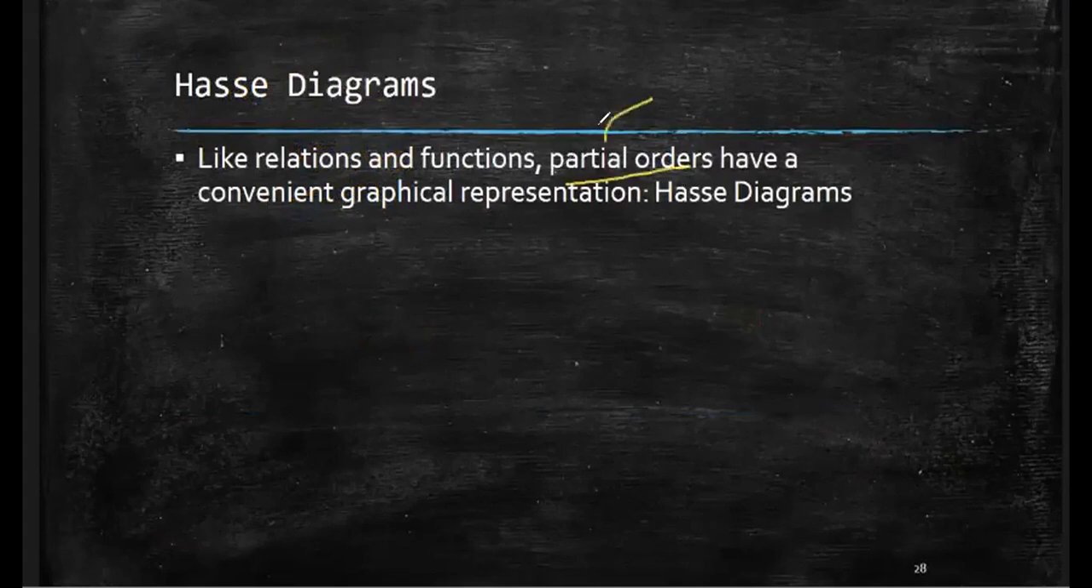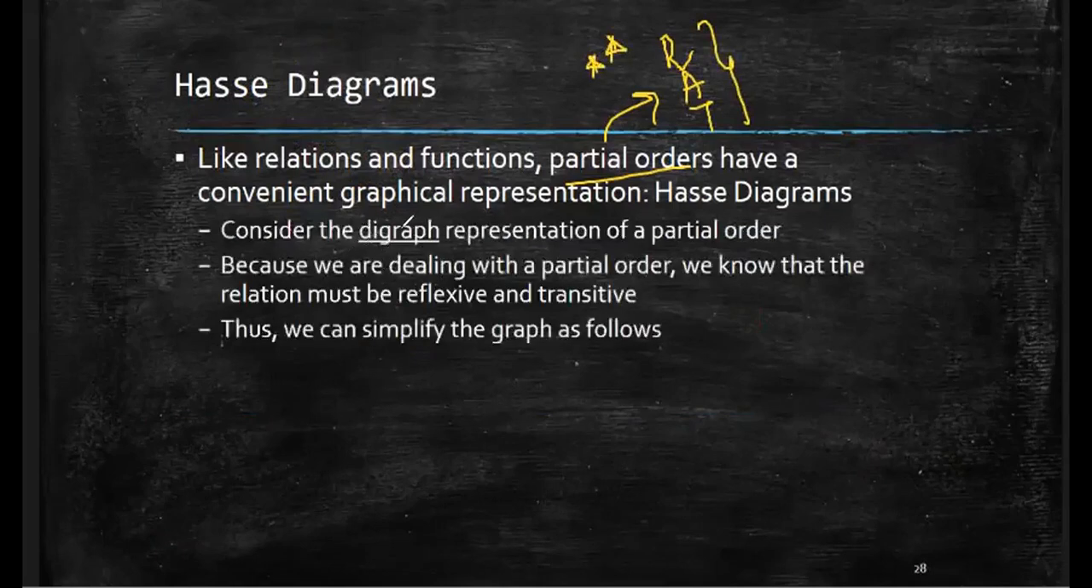First and foremost, let's again revise what a partially ordered set entails. A partially ordered set is basically a set with a relation which is reflexive, antisymmetric and transitive. We have to remember this. It is very, very important. Now, Hasse diagram. Consider the digraph representation of a partial order. Because we are dealing with a partial order, we know that the relation must be reflexive and transitive. The antisymmetric property can usually be checked easily. So the graph must follow some of these conditions, which are, we can remove all the self loops.